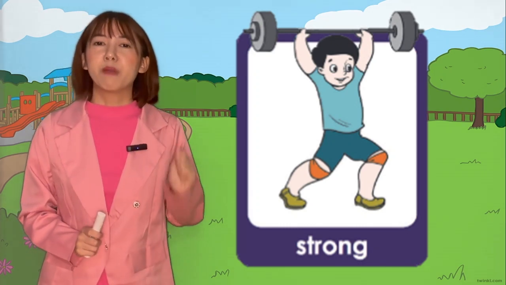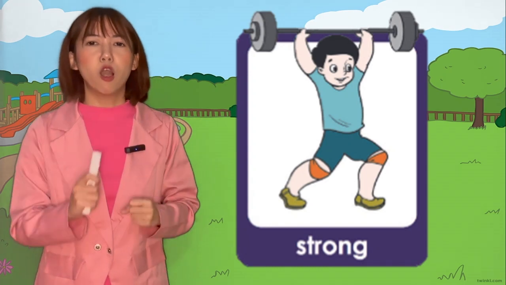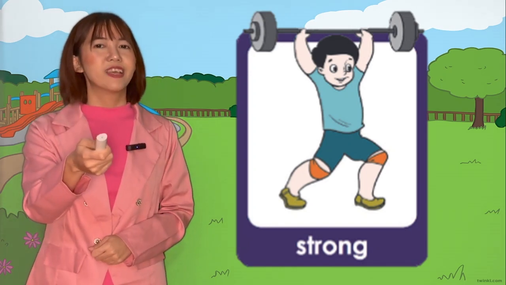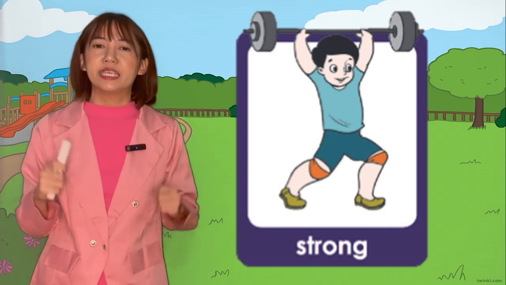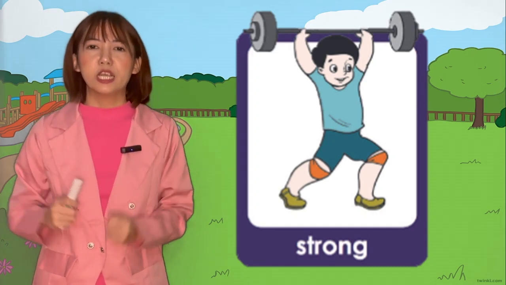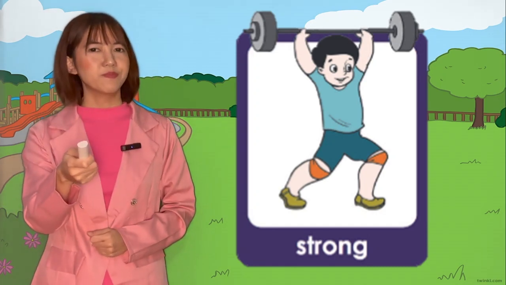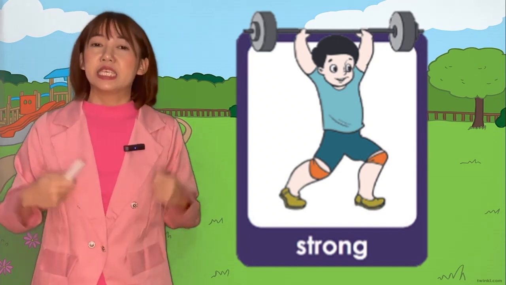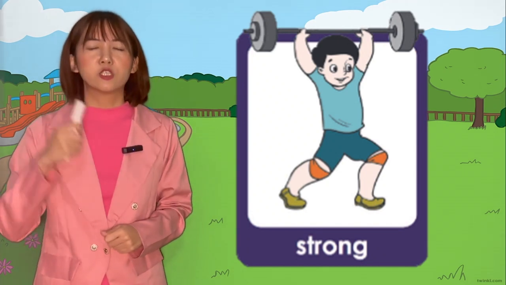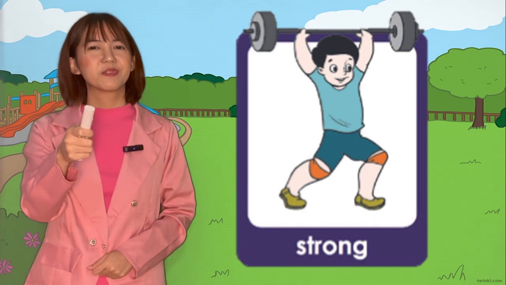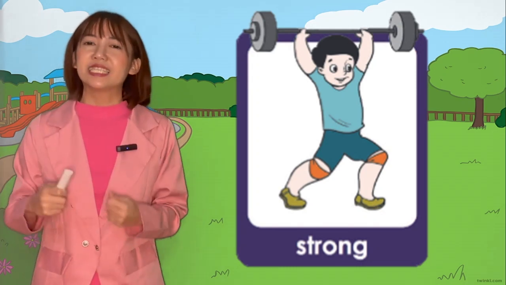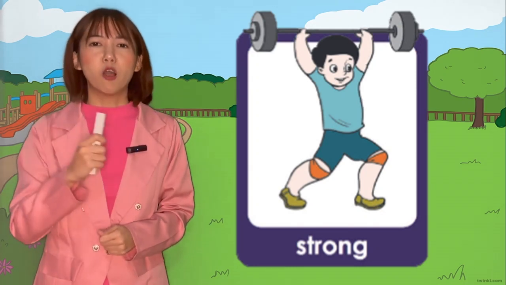Okay. This is my brother. He is strong. This is my brother. He is strong. Very good. This is my uncle. He is strong. Very good. This is my uncle. He is strong.